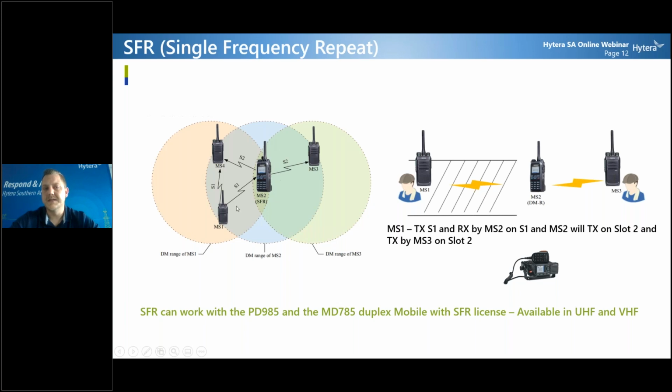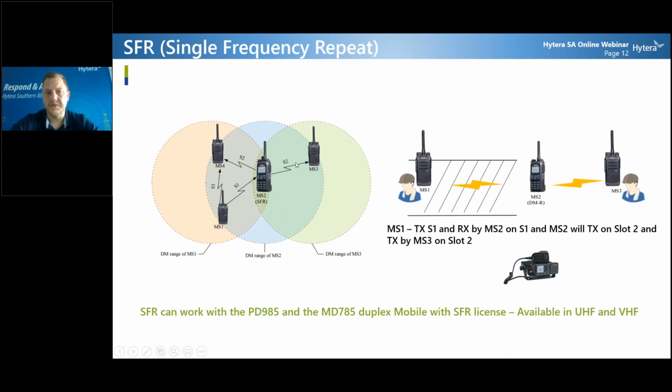As long as the SFR radio is in between the 2 radios, and this radio can receive from this radio and it can transmit and reach this radio, you will be able to communicate via SFR to another radio which is too far away from this radio to receive it. We have the PD985 in VHF and UHF available, so you can offer a solution like this to a VHF or a UHF customer. We also have an MD785, which is a duplex model, and this can also be used to achieve the same functionality.